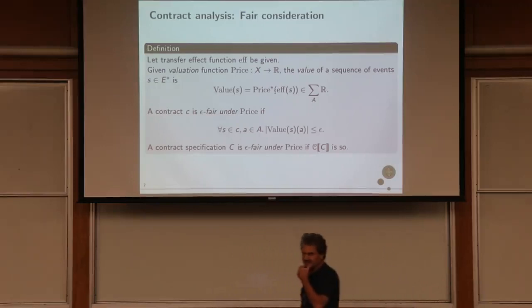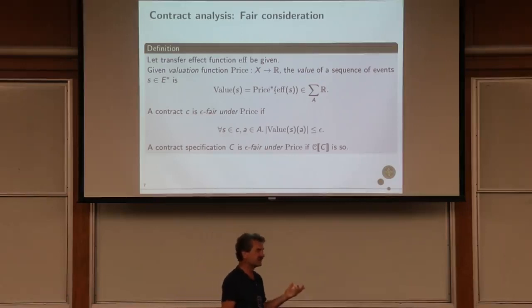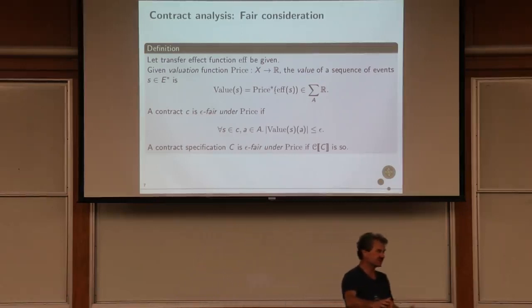Then we'd say, given that price, a contract is epsilon fair for a given price function. That's important because usually prices change. Tomorrow something has gone up and something else has gone down.